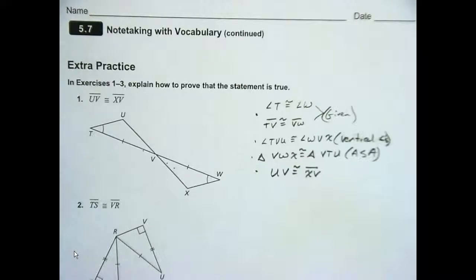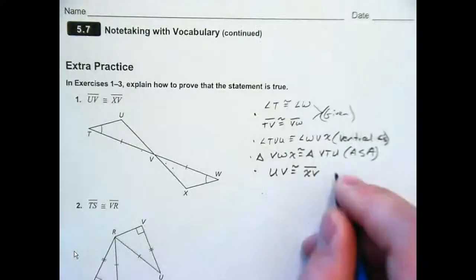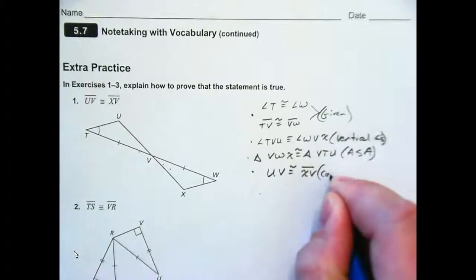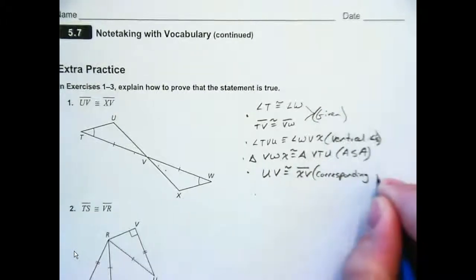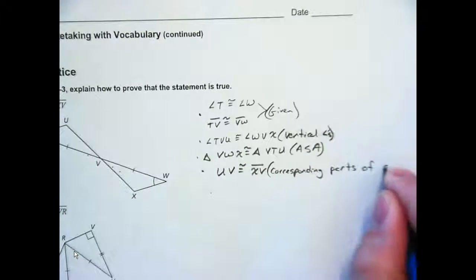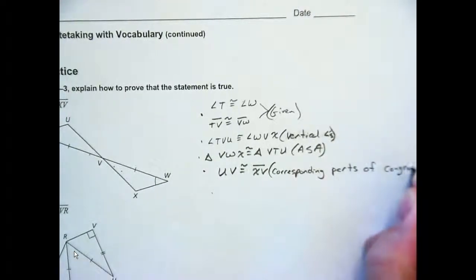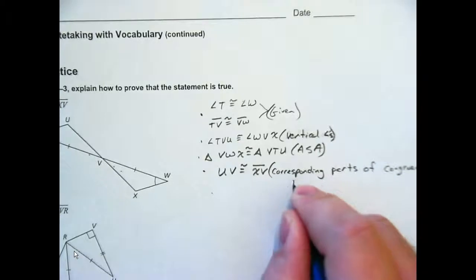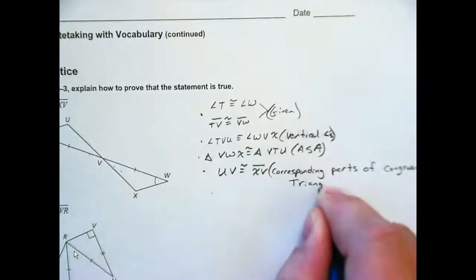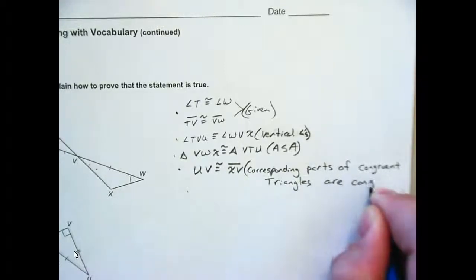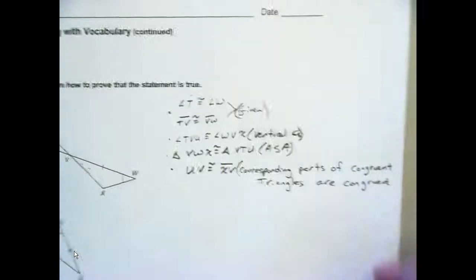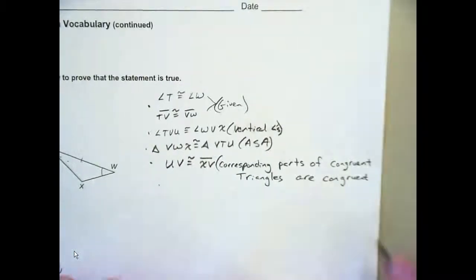Yeah, corresponding parts. So let's write that out. The reason is corresponding parts of congruent triangles are congruent. That's not too bad to write out, right? Corresponding parts of congruent triangles are congruent.